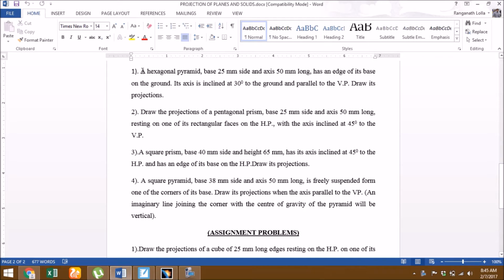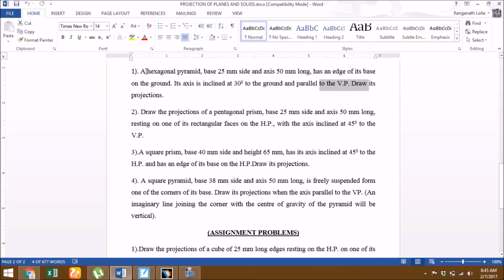We're going to solve the first problem: a hexagonal pyramid of base 25 mm and axis 50 mm long has an edge of its base on the ground. Ground is nothing but the HP, so it is resting on the ground. The axis is inclined 30 degrees to the ground, that means 30 degrees to the HP, and parallel to the VP. Draw its projections. That's problem number one.